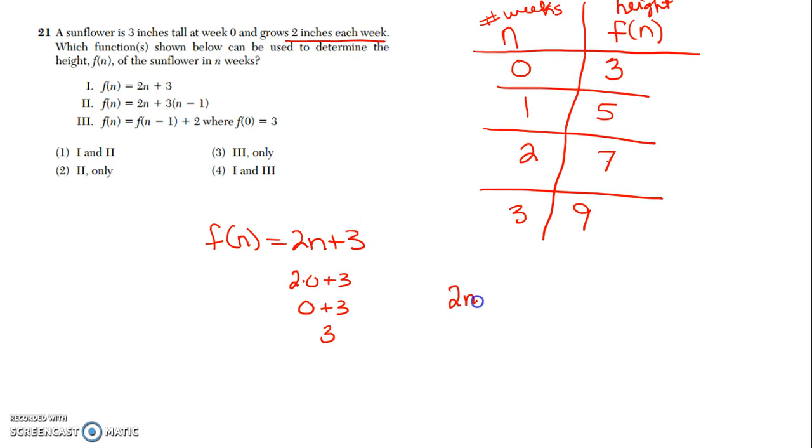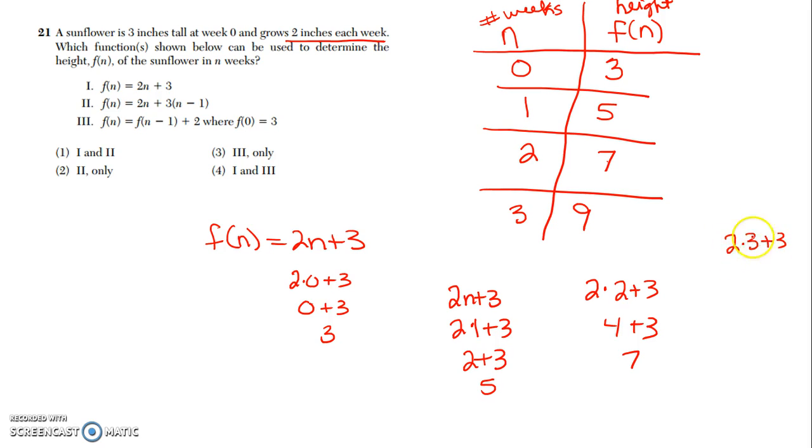So now let's do 2n plus 3, but this time let's substitute in a 1. 2 times 1 plus 3. 2 times 1 is 2 plus 3. Oh, yay, that's 5. Let's try for 2. 2 times 2 plus 3. 2 times 2 is 4 plus 3 is 7. Well, this sure does seem to be working. And then finally, 2 times 3 plus 3. 2 times 3 is 6 plus 3 is 9.